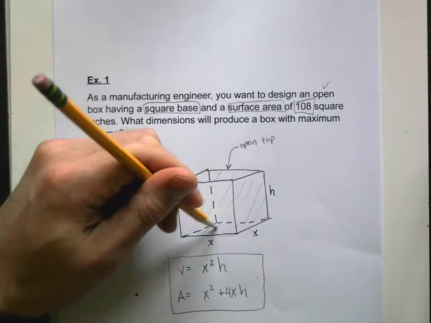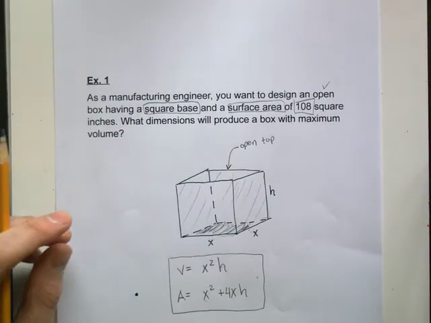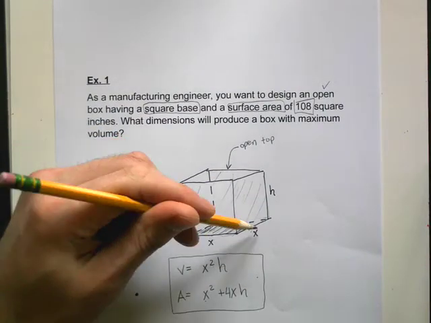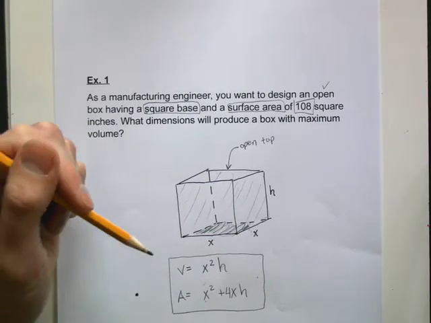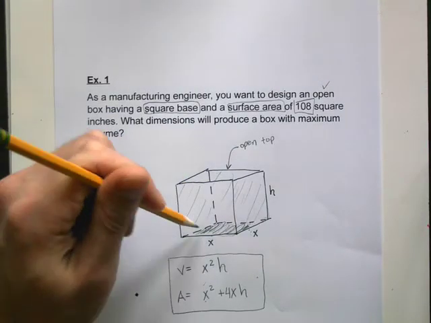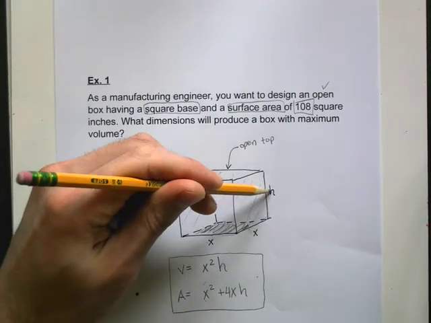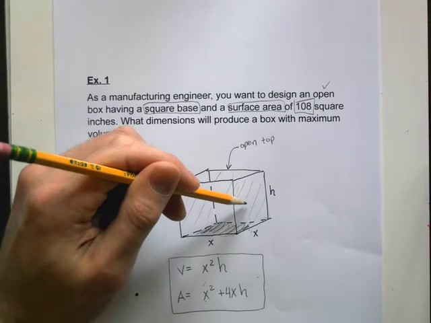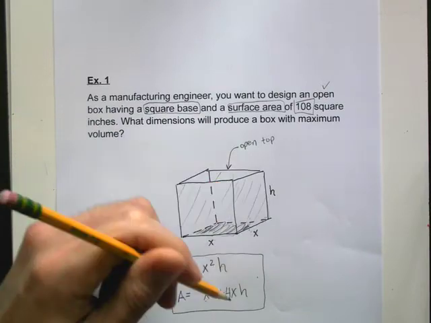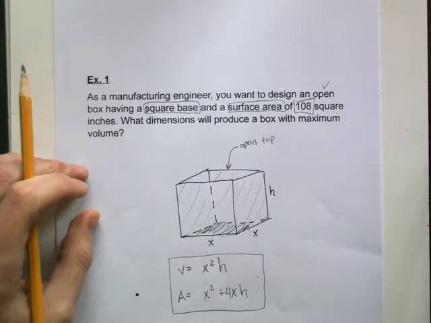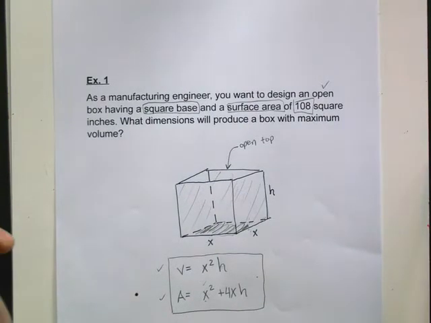So the base, the bottom of the box, is going to be x times x, that surface area. So x times x is x squared. We want to add that together with the surface area of all the other sides. This side would be x times h, and it would be the same for all four other sides. So x times h, and there are four sides, so 4xh. These are the two equations that you're going to use all day today.